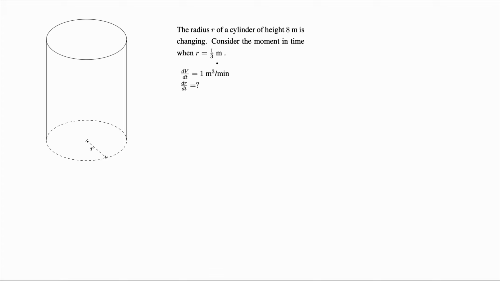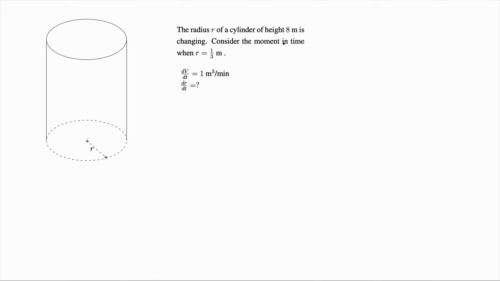We're given some information about this moment in time. We're looking at the moment in time when the radius is a third meter. The radius is not going to be held constant at a third meter. The radius is changing. It's variable. So we're going to keep r as a variable as we move along here.